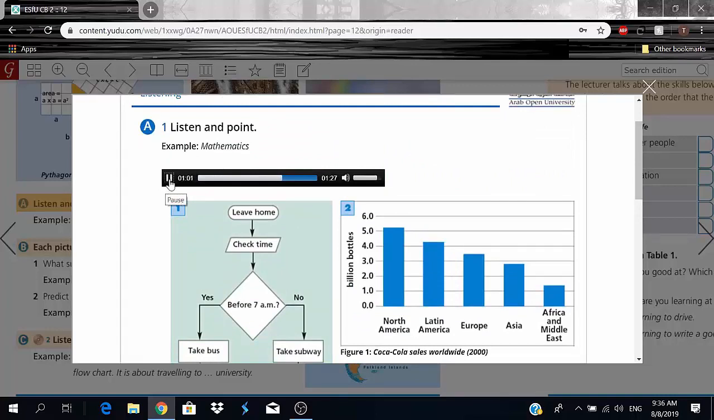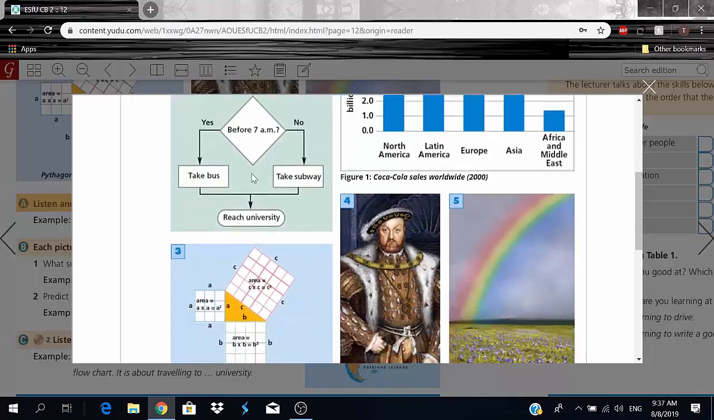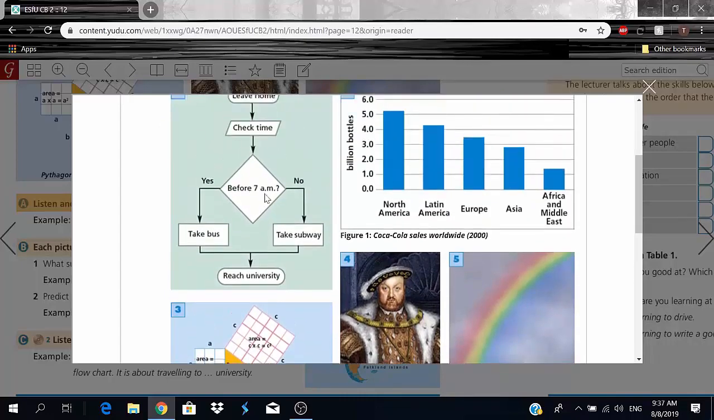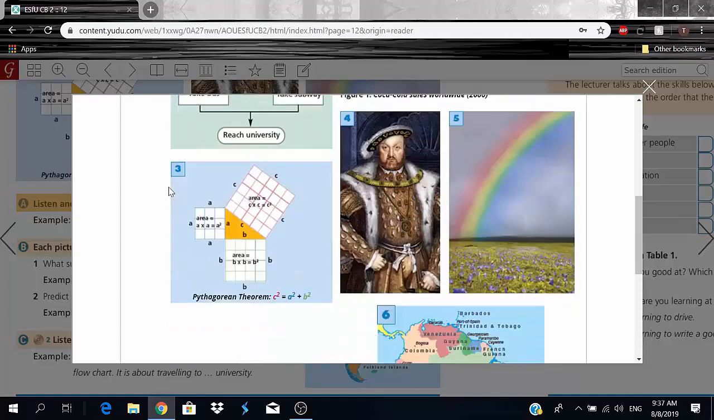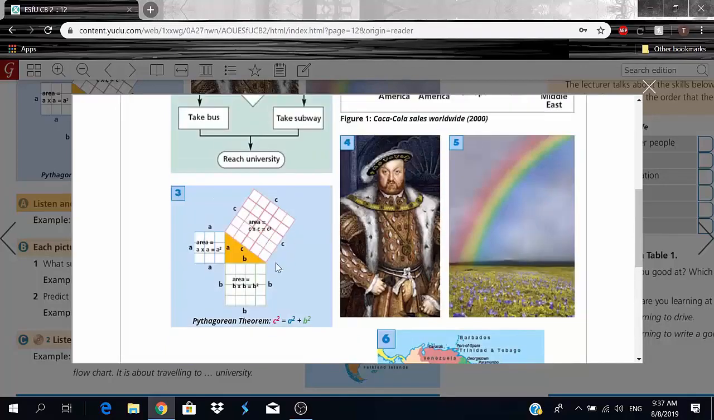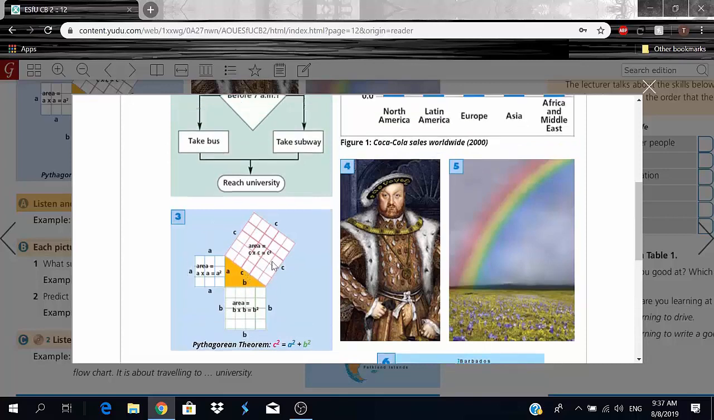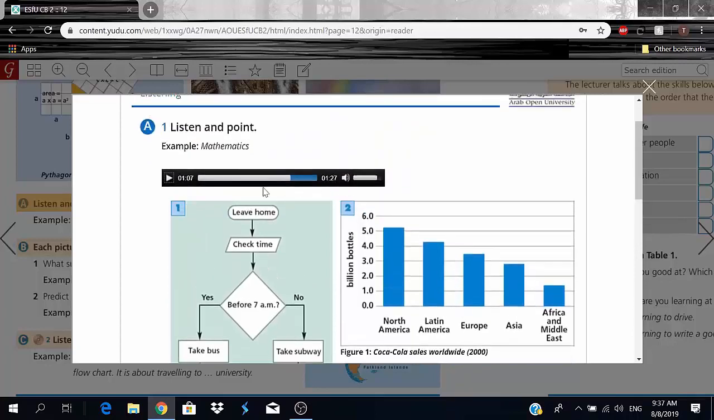What did we do in IT last lesson? Okay, so here, when we're talking about IT, we're probably talking about this flow chart right here. Alright, you guys? I don't understand this diagram. So diagram will probably either be this right here as number 3 for mathematics, okay, or the Coca-Cola bar chart right here. So it can have two different meanings.